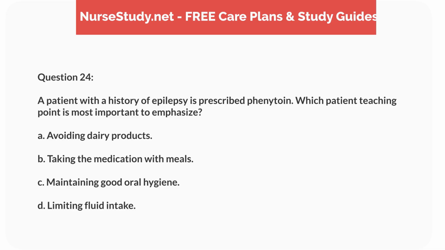Question 24. A patient with a history of epilepsy is prescribed phenytoin. Which patient teaching point is most important to emphasize? A. Avoiding dairy products. B. Taking the medication with meals. C. Maintaining good oral hygiene.